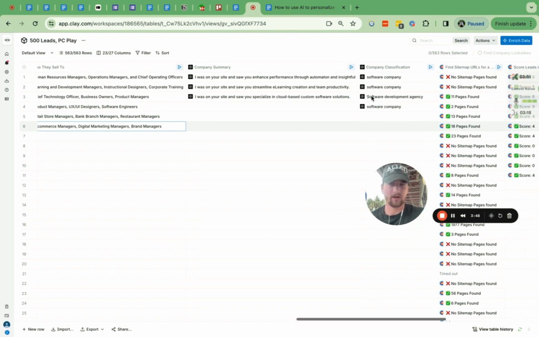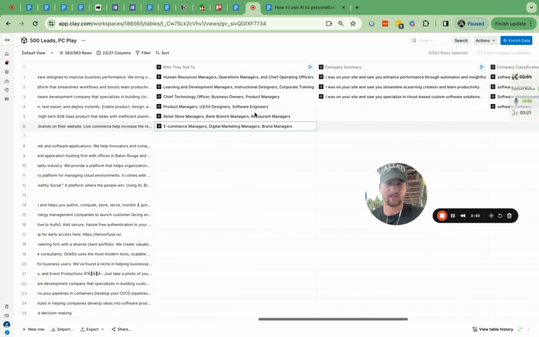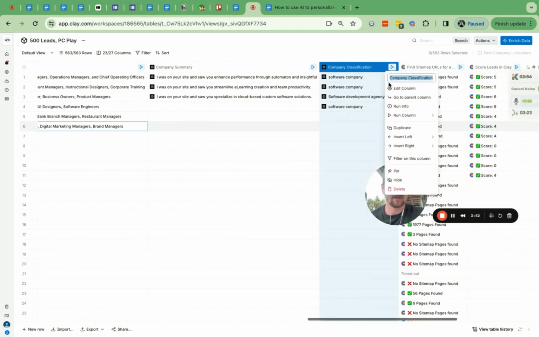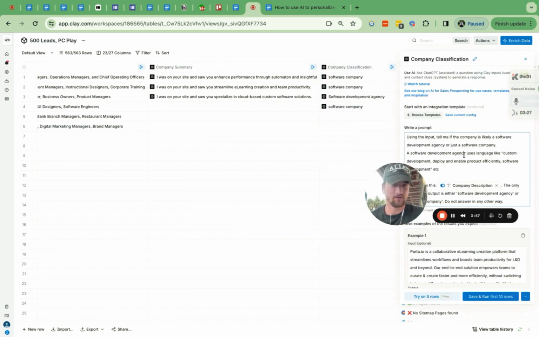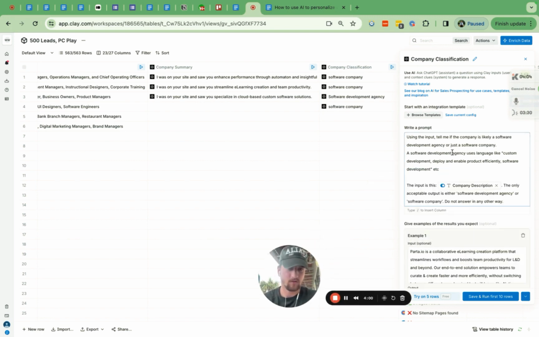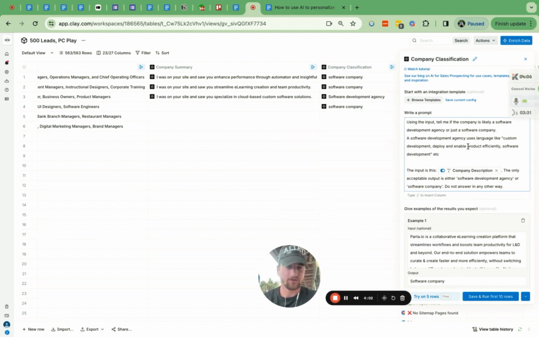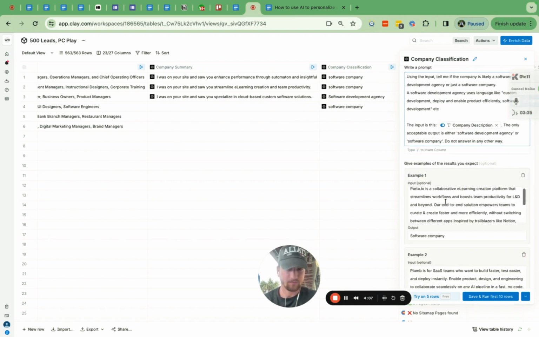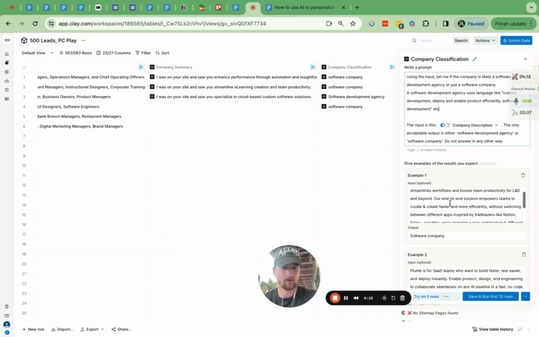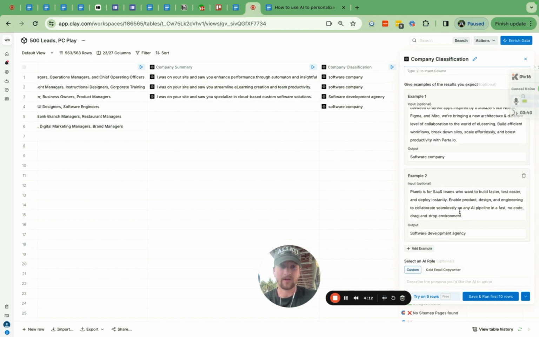So basically what we do from there is, since we have the company description, and since we have these companies inside of the Clay table, you can classify what type of company they are using the input, which is, of course, the company description. From there, you just need to train the model inside of Clay: look, here's what a software company looks like, here's what their bio looks like, and here is what a software development agency looks like.